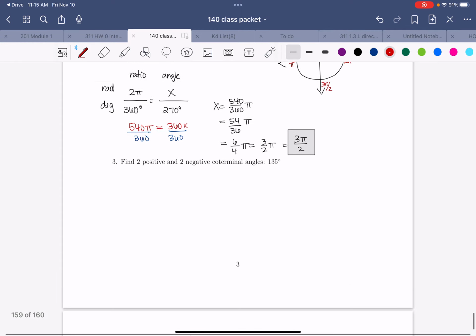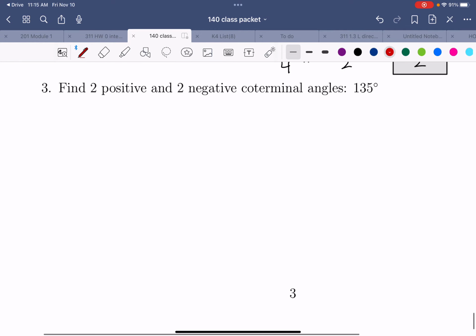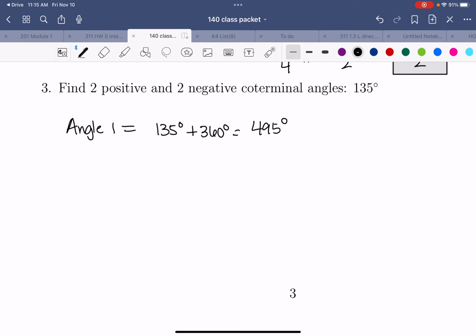Okay. All right. And then the last thing that we want to do is find 2 positive and 2 negative coterminal angles for 135 degrees. So what we're going to do, so angle number 1, we're going to take 135 degrees, and I'm going to get a positive coterminal angle by adding 360 degrees. So if you take 135 and add it to 360, we're going to get 495. To get a second positive angle, we're going to take 135, and we're going to go around the circle twice. So we're going to add 360 2 times. So then we're adding 360 to our 495 is going to give us 855.